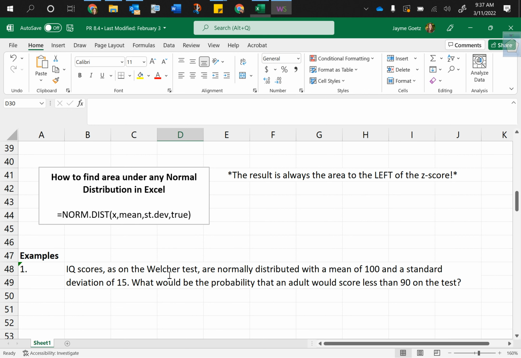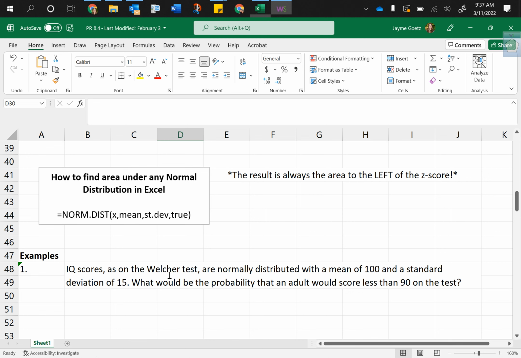So how to find the area under any normal distribution in Excel, doesn't have to be standard, is just norm.dist, okay? So the difference between norm.dist and norm.s.dist is the dot s. You only use the dot s if you have a mean of 0 and a standard deviation of 1. If your mean and standard deviation are literally anything else, you just use norm.dist, okay? Now, when you do that, you're going to put in your data value, so your original random value, then your mean, your standard deviation, and again, you're going to put true. Now, the result is always the area to the left of the z-score, just like we learned.